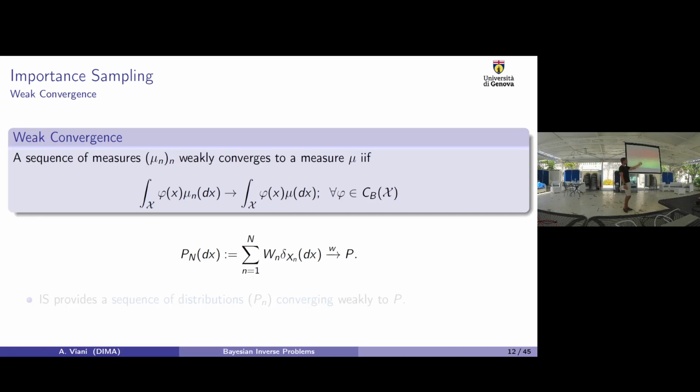So if we define a measure Pn, just remember that Pn of phi is different from Pn of dx. Pn of phi is an integral, it is a number. Pn of dx is a measure. And the difference is that it's not just the sum of the weights, it's the sum of the weights with this delta. Okay? So if we define this measure, then importance sampling is saying that these Pn are converging weakly to the target measure P. And this is what I just said.